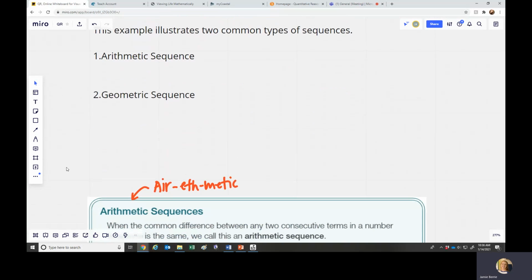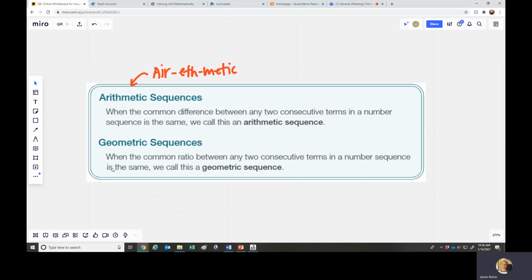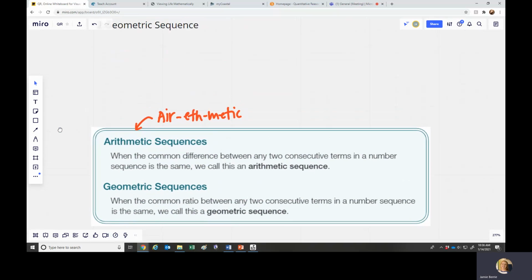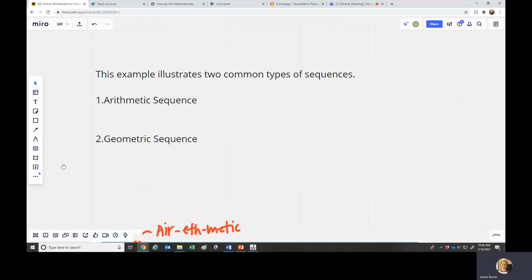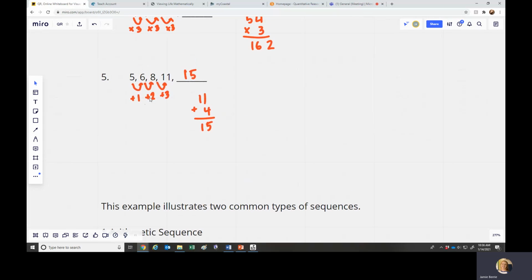Now let's go look at the definition of a geometric sequence. A geometric sequence says when the common ratio between any two consecutive terms in a number sequence is the same, we call this a geometric sequence. You may have to go back and pause that so you can write down that definition. But what that means is that you see how each time we were adding, we were going up by the same amount. So we added 1, then we added 2, then we added 3. So that ratio would be the same. Then that means that it's a geometric sequence.